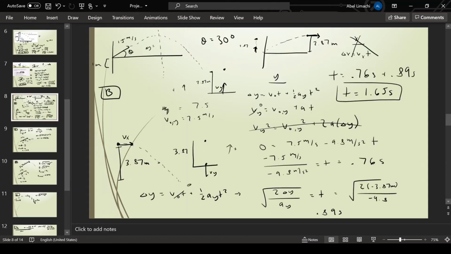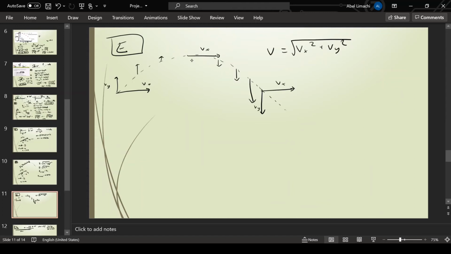We calculated earlier from part B that on the way down it took 0.89 seconds. So we got to remember that. So 0.89 seconds to go from here to here. In the y direction, remember we have these equations. We have delta y equals v initial t plus 1/2 a t squared, or we have v equals v initial plus a t. Oops, not squared. At. Alright. So we're going from here to here. We're looking for this again.